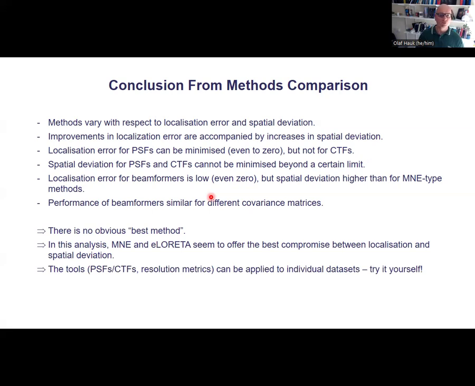But the tools that I've used here for this comparison are available. They are in MNE Python. You can compute resolution metrics and the point spread and crosstalk functions. Look at them yourself. I can only strongly recommend you to actually try this yourself.